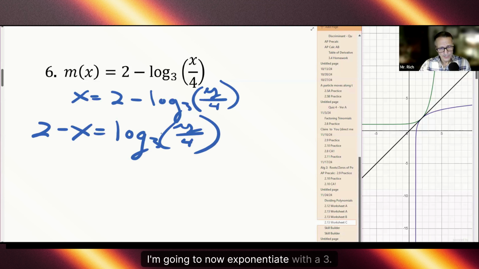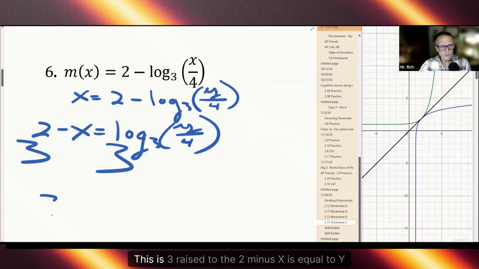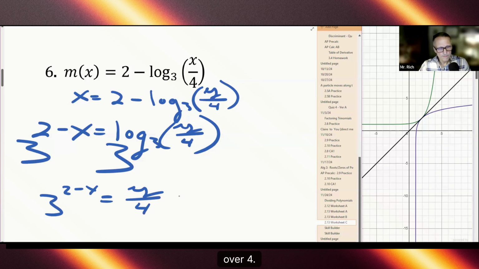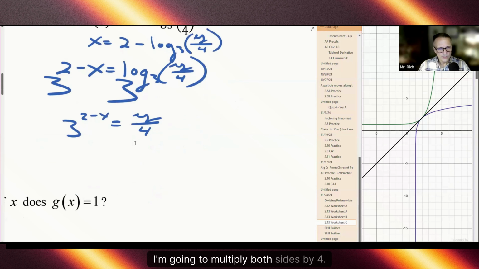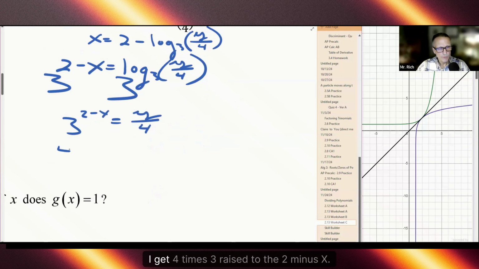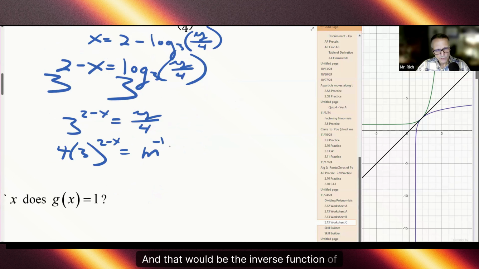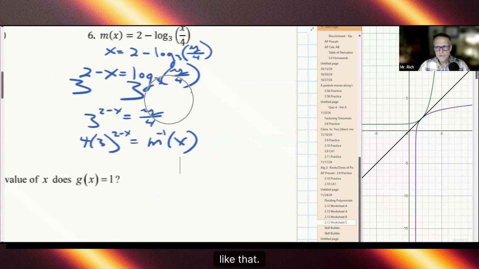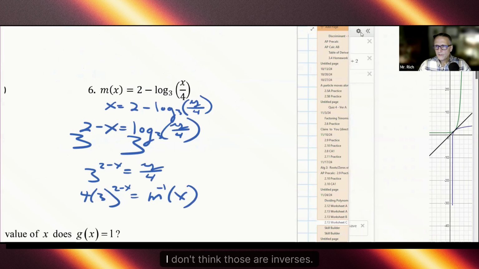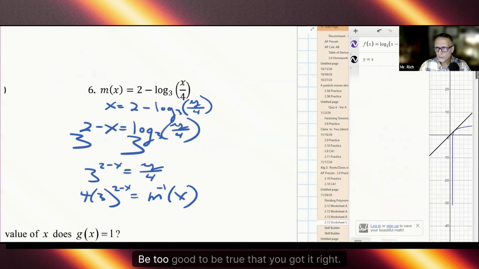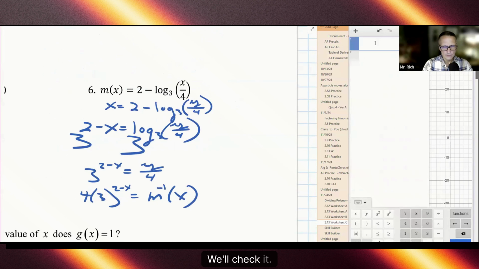I'm going to now exponentiate with a 3. This is 3 raised to the 2 minus x is equal to y over 4. I'm going to multiply both sides by 4. I get 4 times 3 raised to the 2 minus x, and that would be the inverse function of m, like that. And if you're like, I don't believe it, I don't think those are inverses, it'd be too good to be true that you got it right, well, check it.